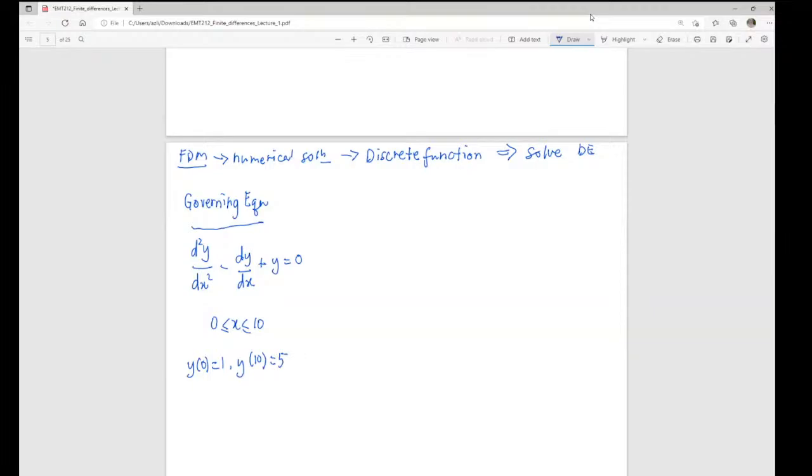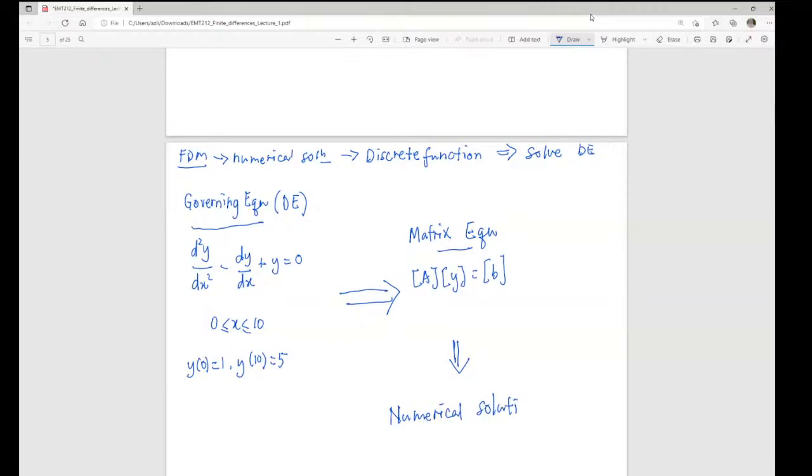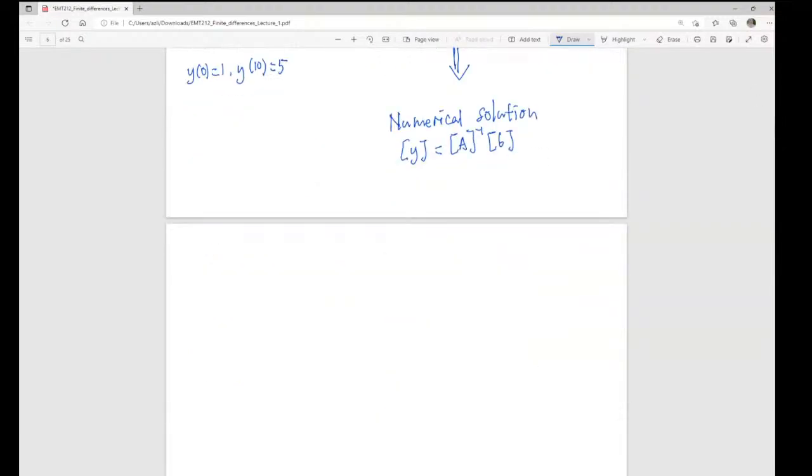From these governing equations, from these DE equations, we will form matrix equations, A y is equal to B. And then from the matrix equations, we will get our numerical solutions: y equal to the inverse of the A matrix times B.